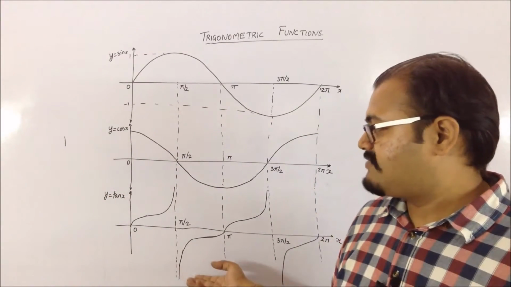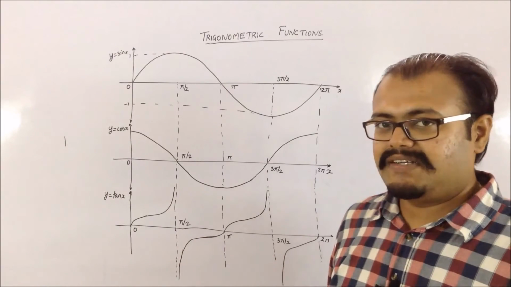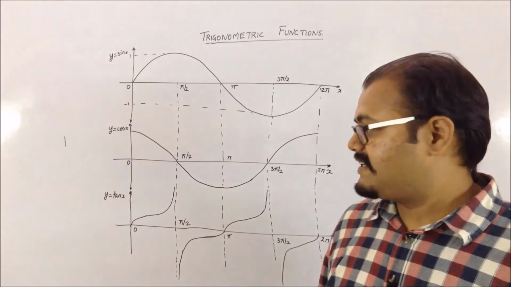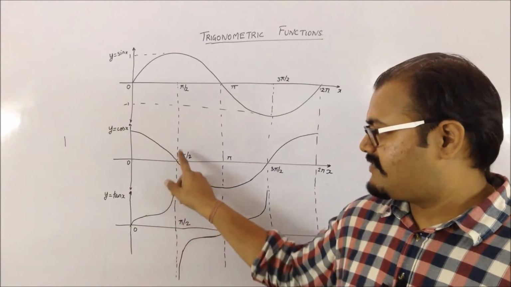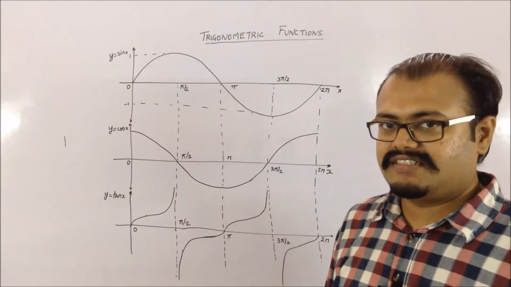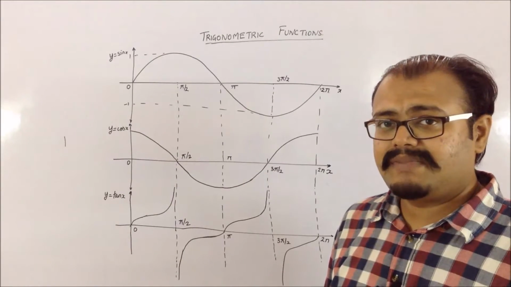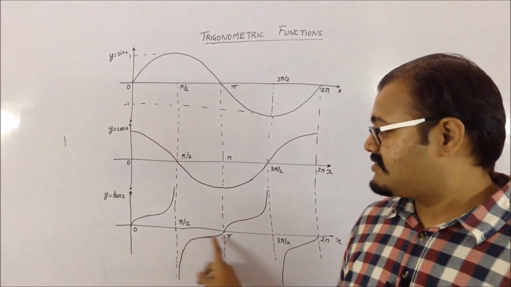If you come to the tan function, you will know that at pi by 2 the value is not defined, or basically it goes to infinity. So you can see that at pi by 2 the values are going towards infinity. One thing you can observe over here is that my period for tan is basically pi.